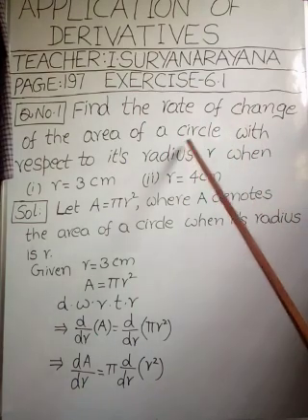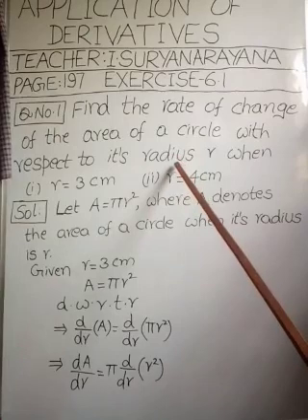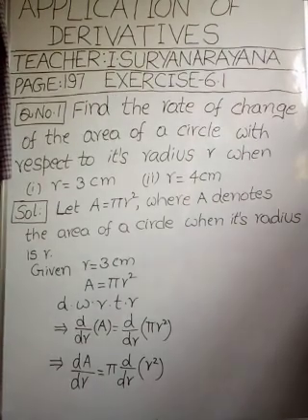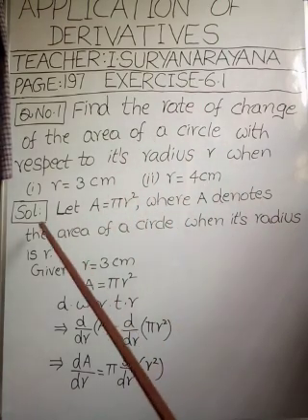But it is given clearly with respect to its radius. It means we have to find dA by dr, where A denotes the area of a circle. My dear children, just observe the difference. Now come to the solution part.